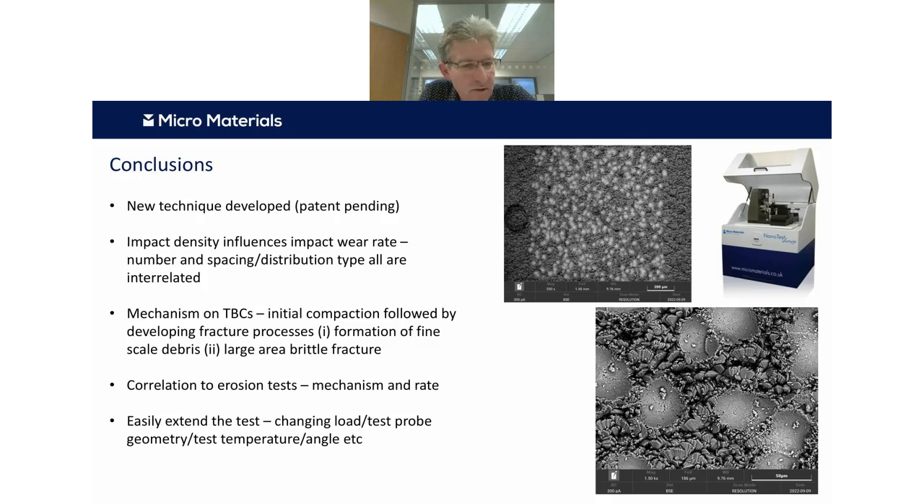It was nice that we're able to show quite nice correlation between the mechanism and the rate of the actual erosion tests. And I just should say, although I've presented some results, it's also very easy to extend the tests by changing the load or test probe geometry, changing impact angle, and indeed changing test temperature as well. So it's a very flexible test technique. It's all possible within our impact module in the Nanotest Vantage system, shown there on the right.